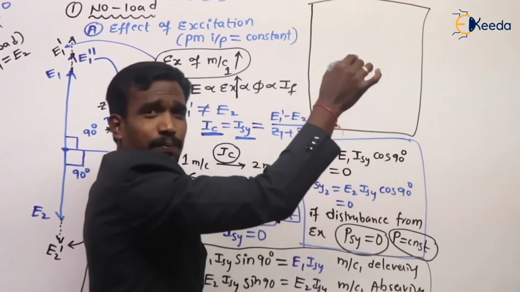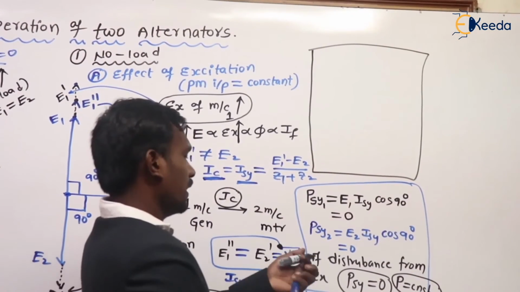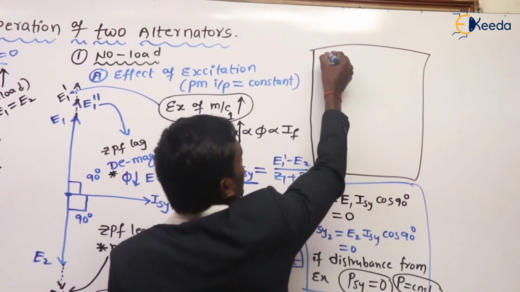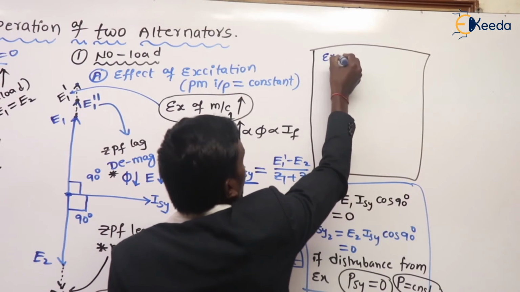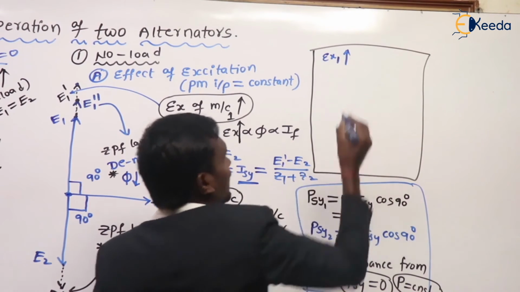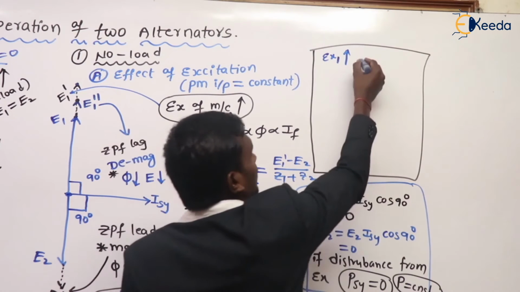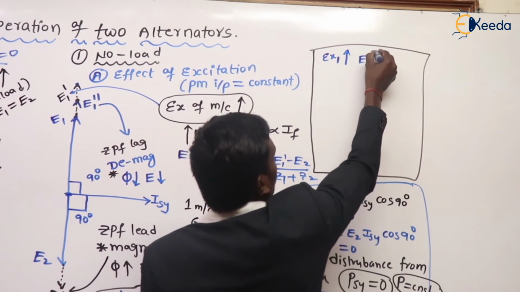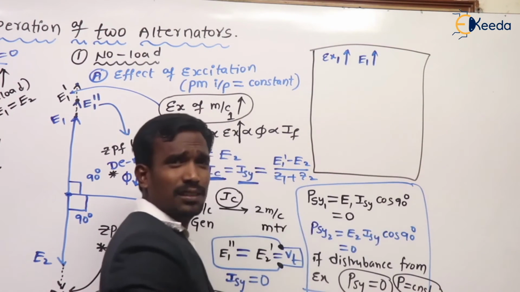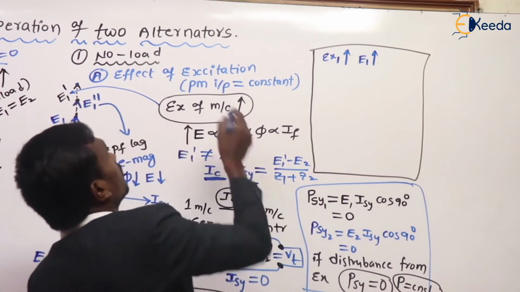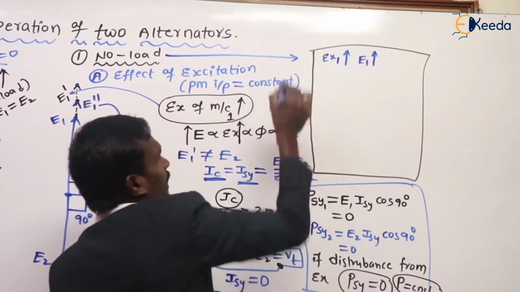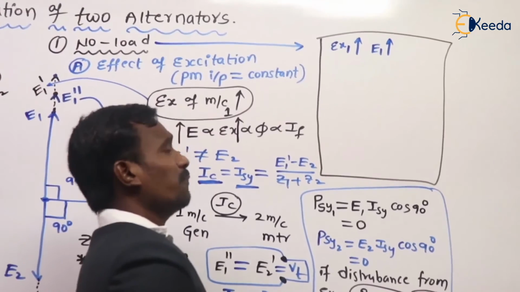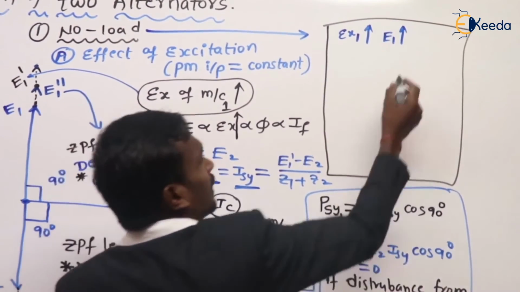Is it okay? Right? So, see here. If excitation of machine 1 increases, then what happens? EMF increases at no load condition. This is at no load condition only. Excitation of machine 1 increases, then E1 increases.